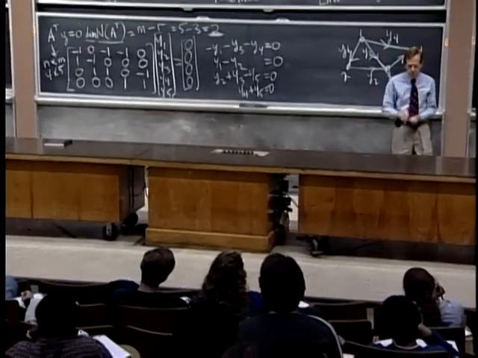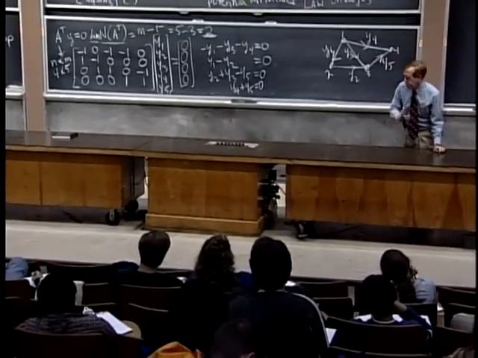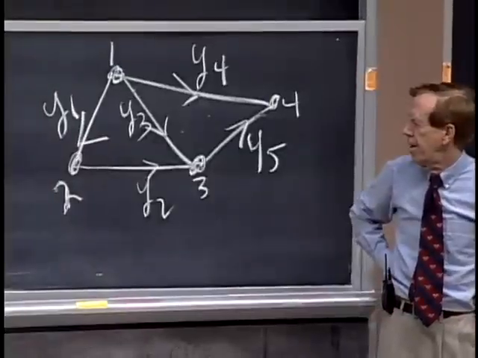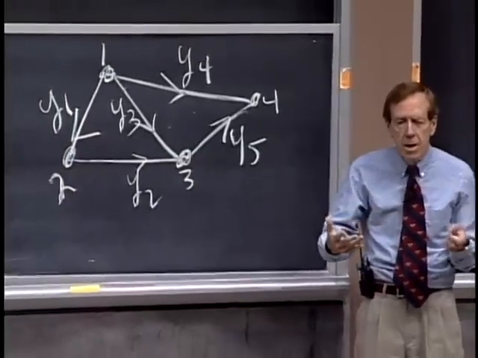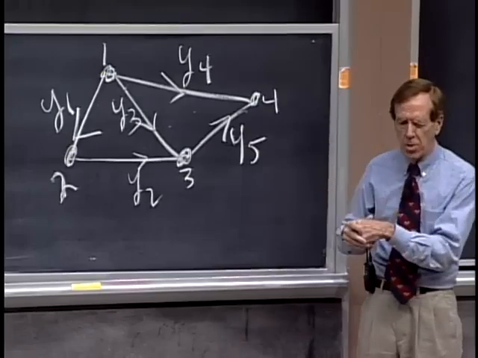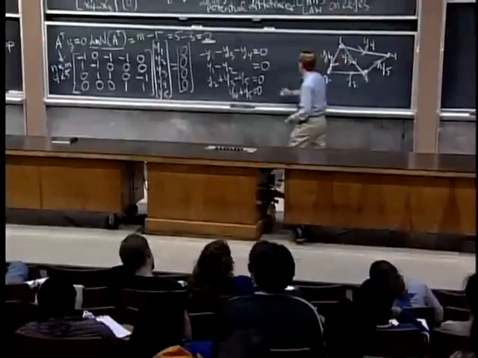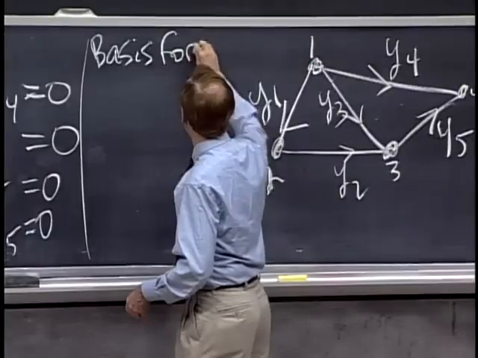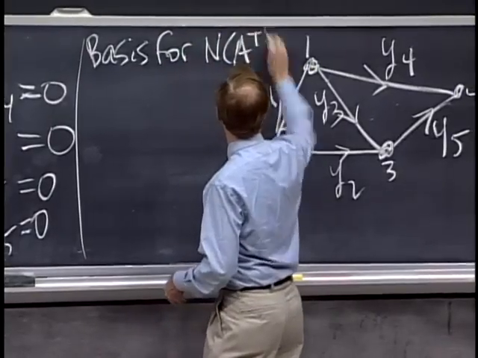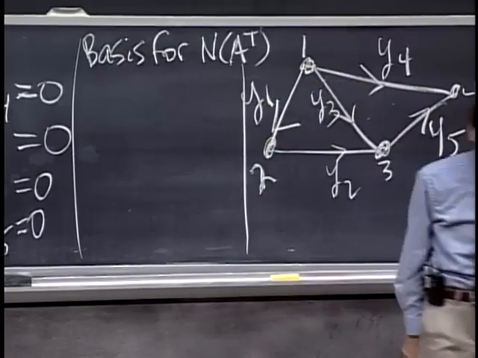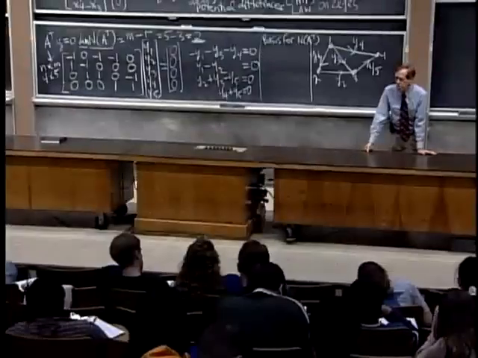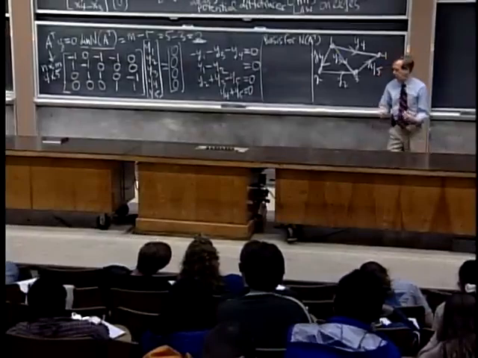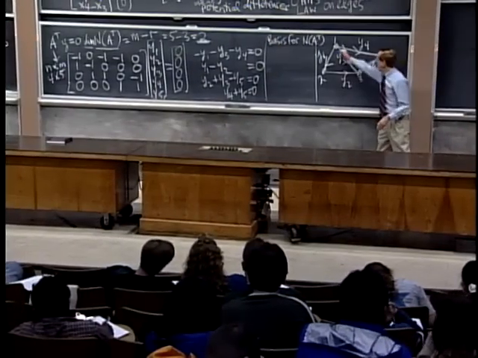Again, my question is, what is a solution Y? How could current travel around this network without collecting any charge at the nodes? Tell me a Y. Okay, so a basis for the null space of A transpose. How many vectors am I looking for? 2. It's a 2-dimensional space. My basis should have 2 vectors in it. Give me 1. One set of currents.